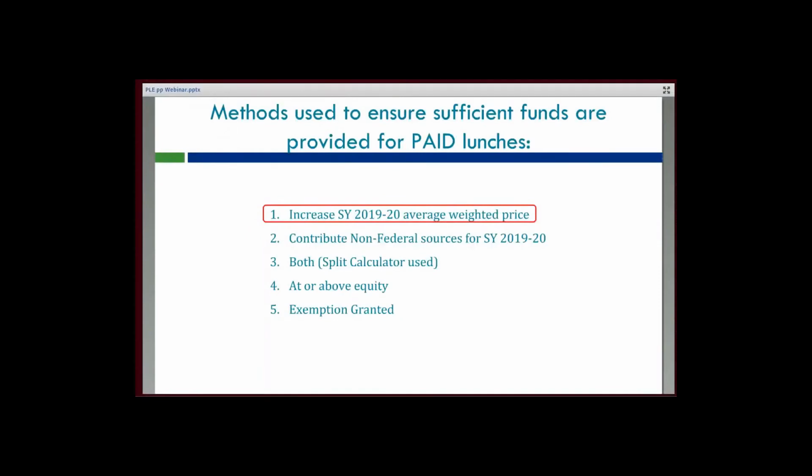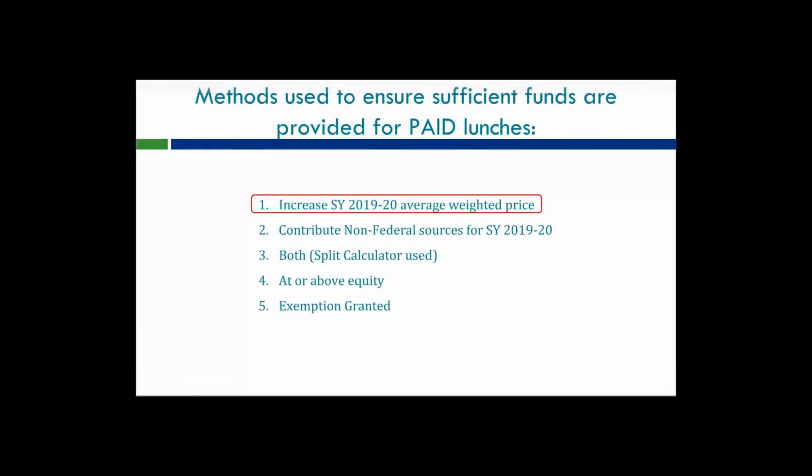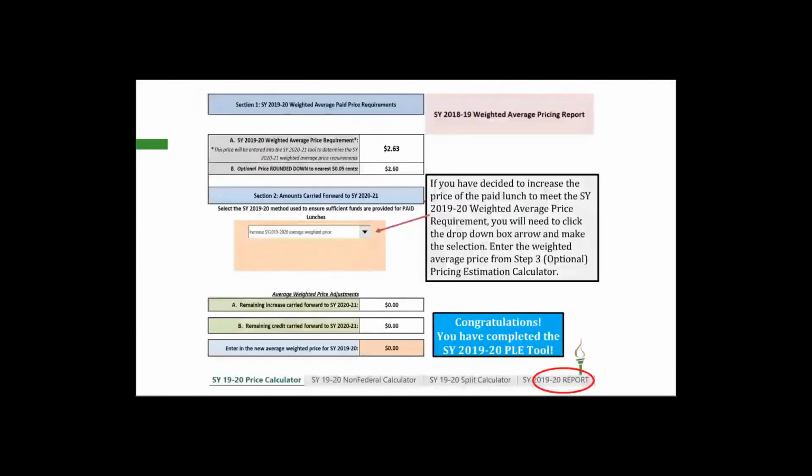So in this example, we're going to select that we are increasing our school year 2019-20 average weighted price. This is where we will go all the way down at the bottom of our paid lunch equity tool for school year 2019-20, and we will select the school year 2019-20 reports tab.